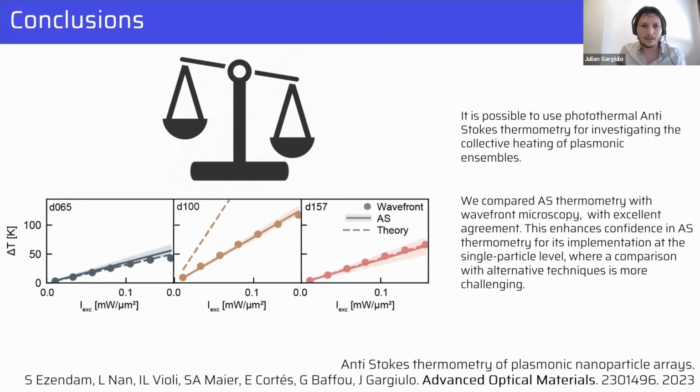And the main result is that we compare both techniques with a remarkable agreement. So here you can see the dots are the results that we got from the anti-Stokes thermometry, and the solid lines are what we obtained with wavefront microscopy. And this good agreement also enhances the confidence in the anti-Stokes thermometry for the single particle level, where a comparison with alternative techniques is more challenging. So we're very happy about that.